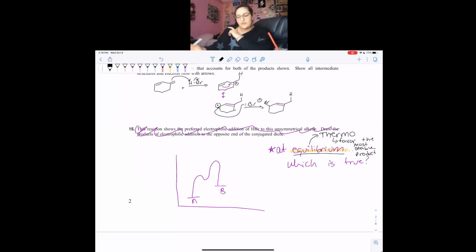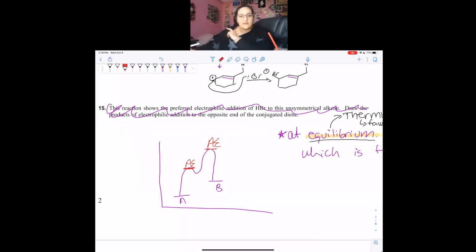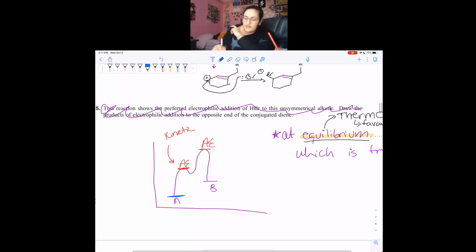And the correct answer would be... activation energy. Which one of those is the kinetic product? Exactly. So this one is the kinetic because it has the lowest activation energy. And then potential energy is going to be this line right here, and that just tells you the stability of the product. So which of those products are more stable?